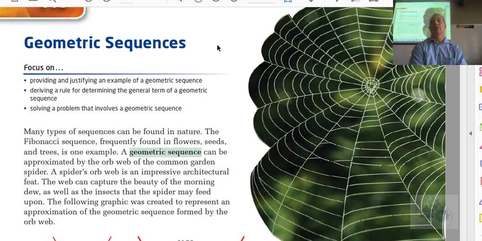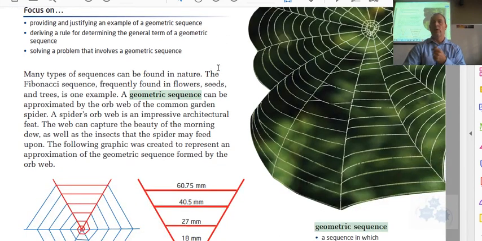So we're still talking about a list of numbers, but instead of the numbers being separated by a common difference, this is a little bit different. Okay, we are not actually adding the same thing to each term to get the next. So let's take a look.